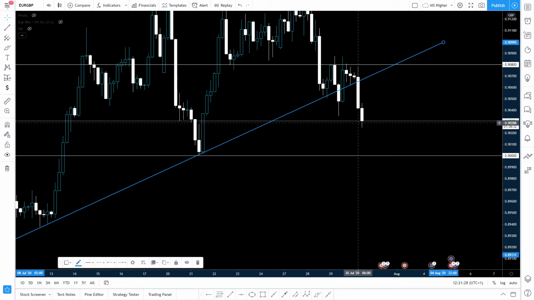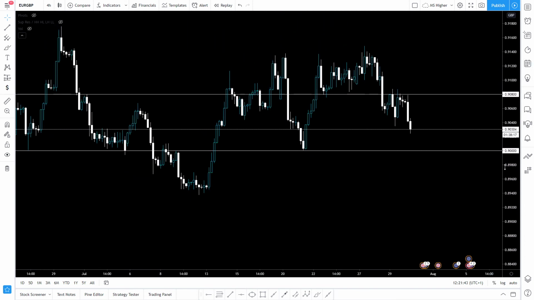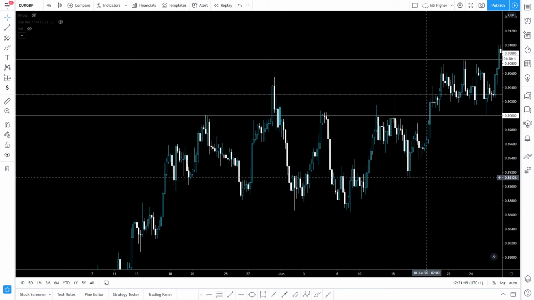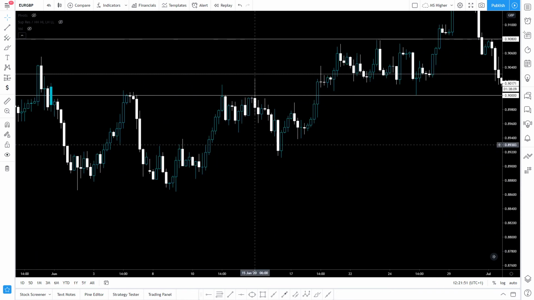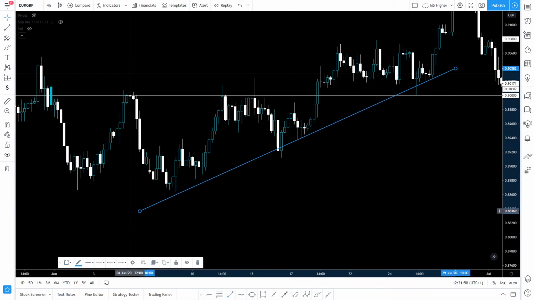There you go, trend line break, come back up. We tested this level, come back down. We could consider that a wedge at one point as well, because you had the horizontal and the trend line. That would have been a nice little wedge, broke out, and God knows where price is going to go now. Even here as well, again, another support and resistance.